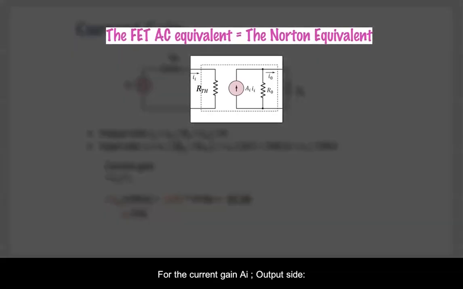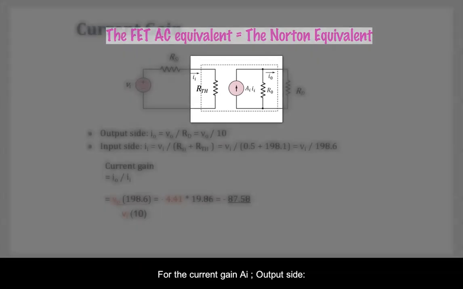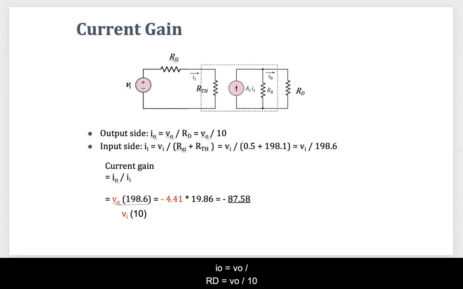For the current gain AI, we need to find the Iout equation. Iout is equal to Vout over RD, and it is equal to Vout over 10. Then we need to get the Iin equation at the input side. Iin is equal to Vin over Rs plus Rth, and this is equal to Vin over 198.6. Finally, the current gain is equal to Iout over Iin, and this is equal to minus 4.41 times 19.86, and this is equal to minus 87.58.